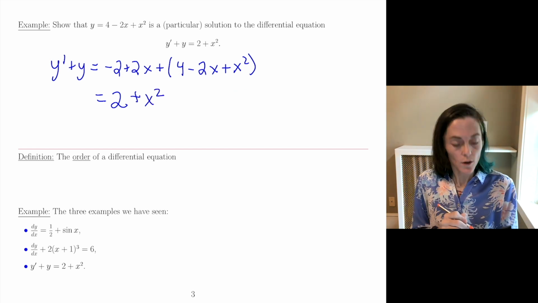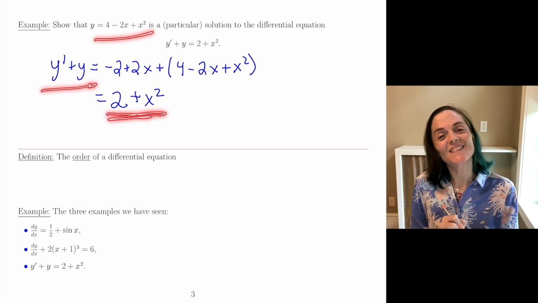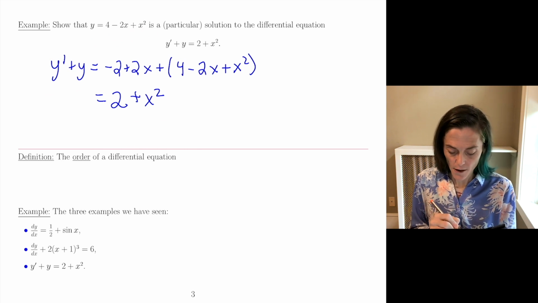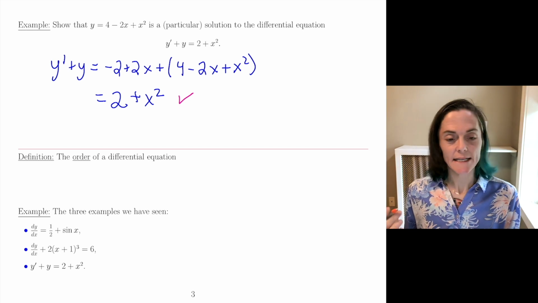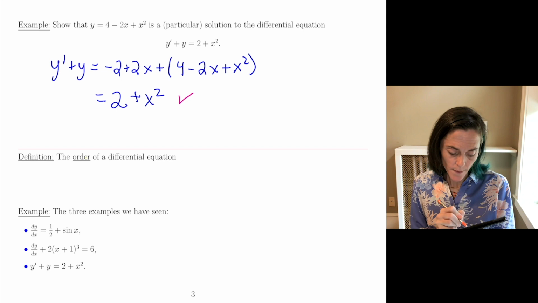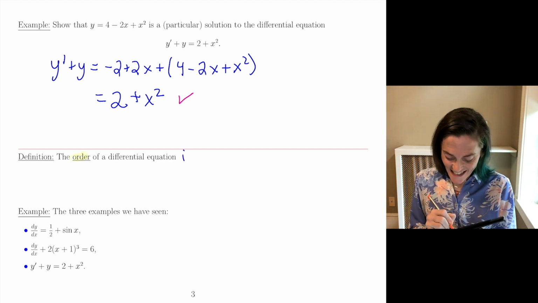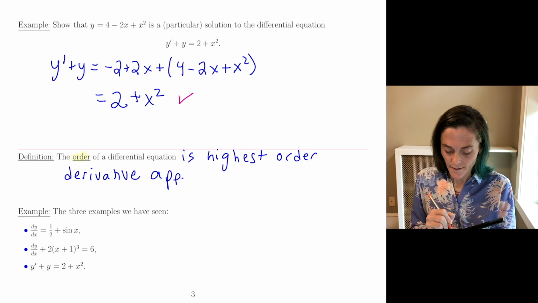Okay, what have we shown? For this function, y prime plus y equals 2 plus x squared. We're finished. Maybe I'll put a check mark. Very nice. Next, we have a definition, the order of a differential equation. This is important terminology here. The order, well, it's the highest order derivative appearing in the differential equation.